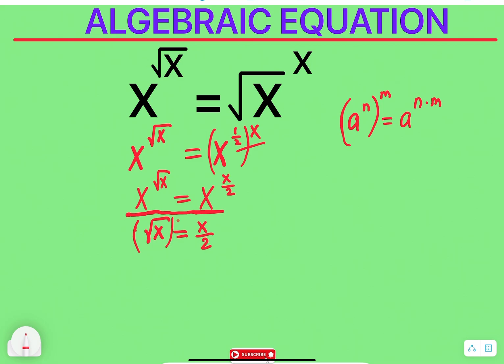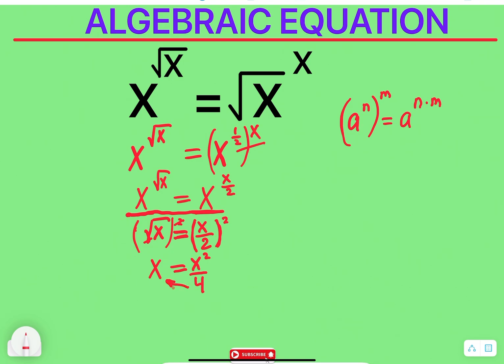I will make both sides squared. Whatever you do on one side, you have to do on the other side too, to keep the balance of the equality. So this radical sign will go away. On the left side we are left with x equals, on the right side, if we have a fraction squared, the square belongs to both numerator and denominator. We will have x squared divided by 4.